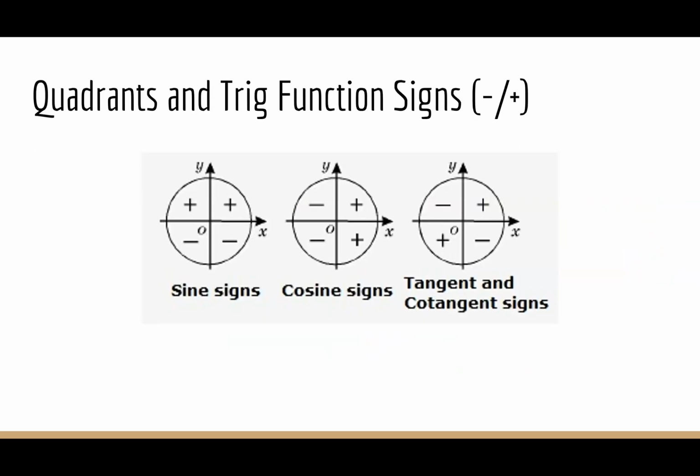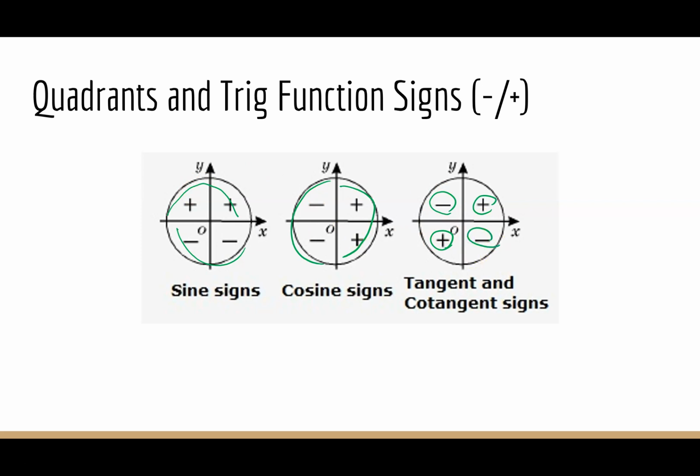As I kind of hinted back in the unit circle, different quadrants have different signs on the trig functions. Positive, negative. Since sine is the y value, it's positive up top, negative down below. Since cosine is the x, it's positive on the right, negative on the left. Since tangent is a combination, when both are positive, it's positive. When both are negative, it's positive as well. When only one is negative, it's negative.